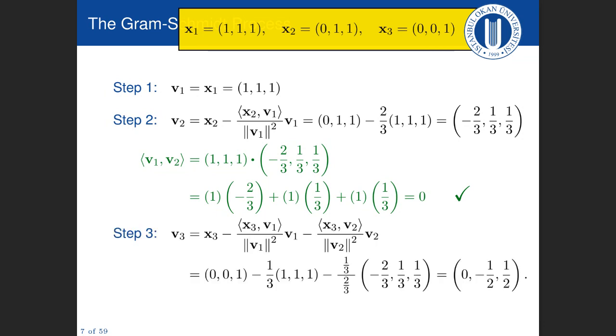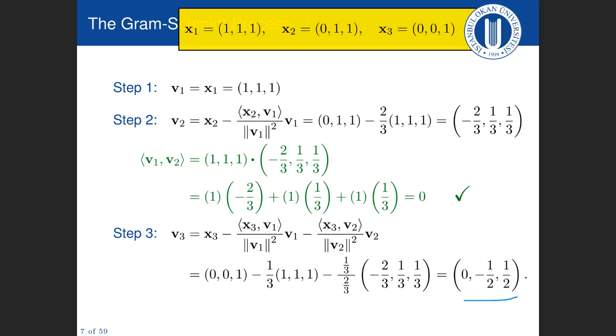For step three, the formula is V3 is equal to X3 minus a number times V1 minus a number times V2. And what are the numbers? The first number is the dot product of X3 and V1 divided by the norm of V1 squared. I'll leave it for you to check that this number is 1/3. And the second number is the dot product of X3 and V2 divided by the norm of V2 squared. I'll leave it for you to check that this number is 1/3 divided by 2/3. And then when we calculate this, we get our answer (0, -1/2, 1/2).